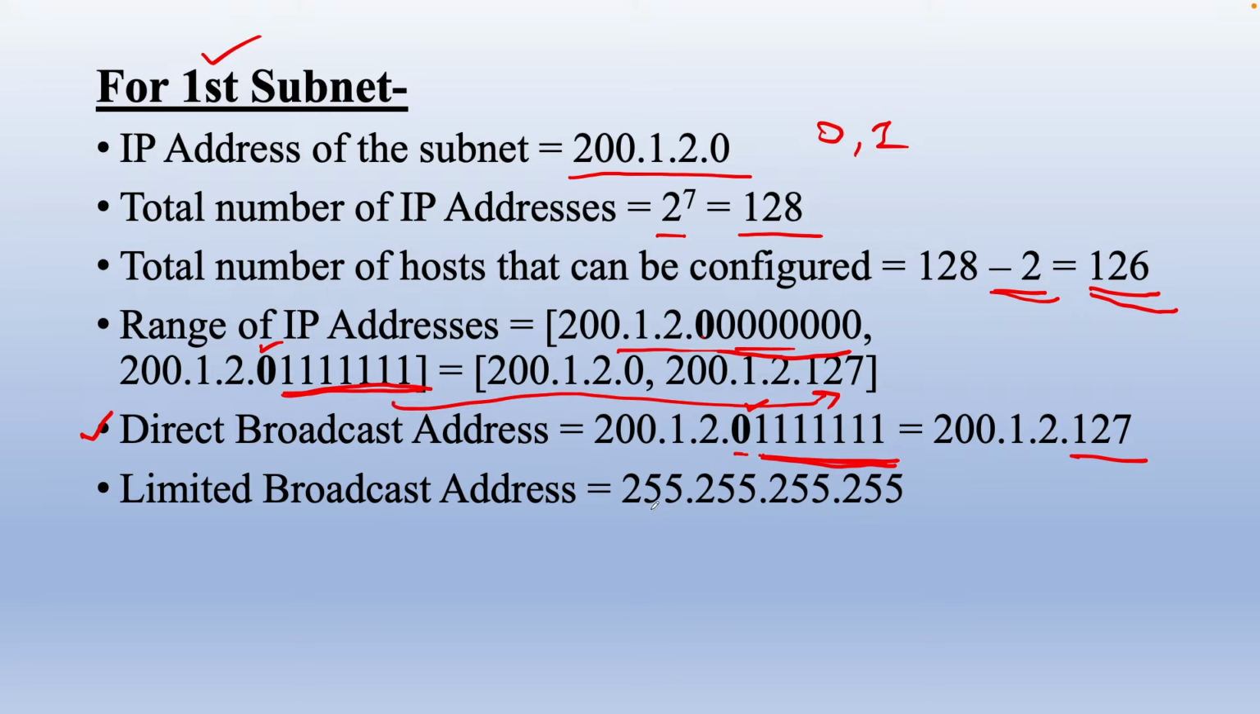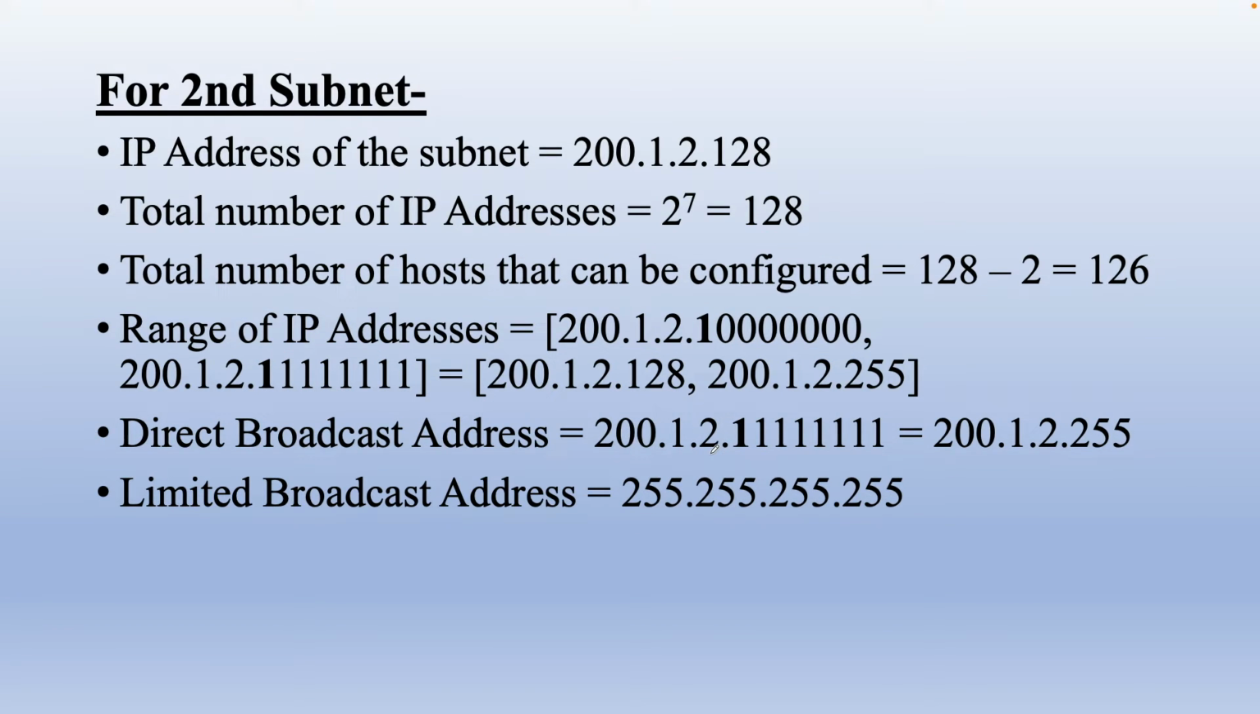The limited broadcast address is always the same, that is 255.255.255.255. For every network this is the same, its value does not change. It is always 255.255.255.255 no matter what.